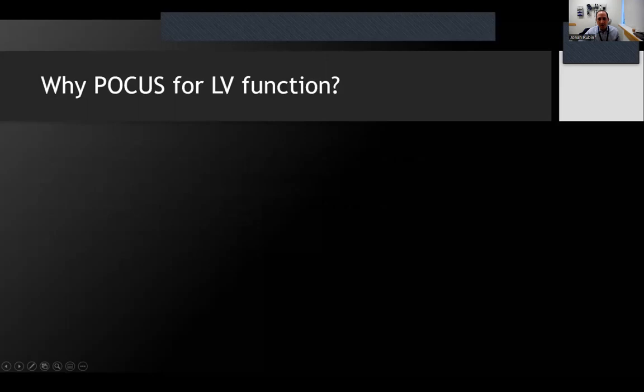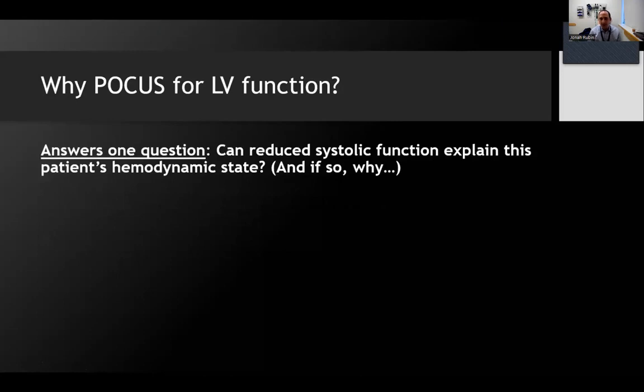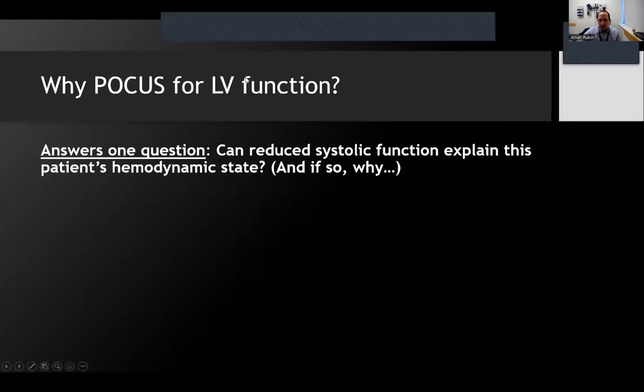So to jump right in, why would you ever do POCUS to assess LV function? You're really only answering a specific question, which is, can reduced systolic function explain a patient's hemodynamic state? That's generally why in the ICU we're going to be looking at LV function. They're in shock, pressure requirement is going up. Is it because of their heart? If the answer is yes, then Echo might also help you figure out what's going on: tachycardia, cardiomyopathy, MI, PE. But the first question about what's happening with the LV is really just to answer if the systolic function is explaining the patient's hemodynamic state.